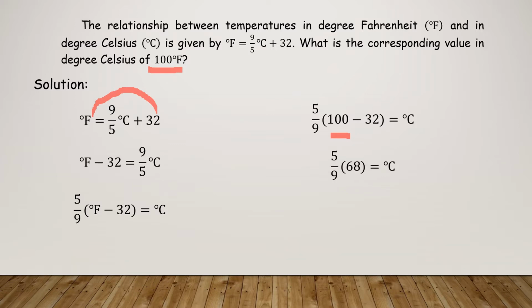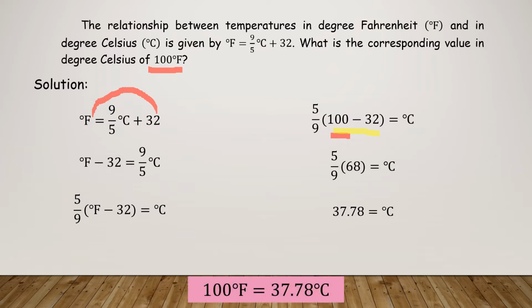So, subtract 100 minus 32, we have 5/9 times 68 is equal to degree Celsius. So, our final answer will be 37.78 degrees Celsius. Therefore, 100 degree Fahrenheit is equal to 37.78 degrees Celsius.